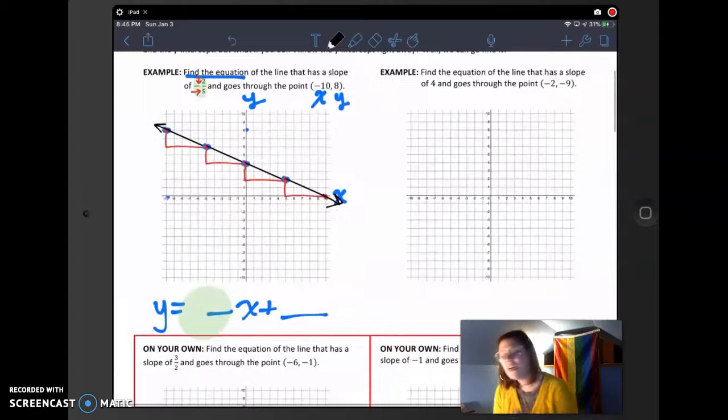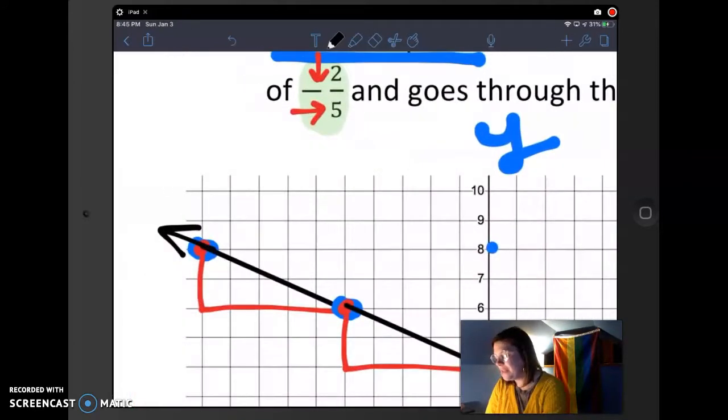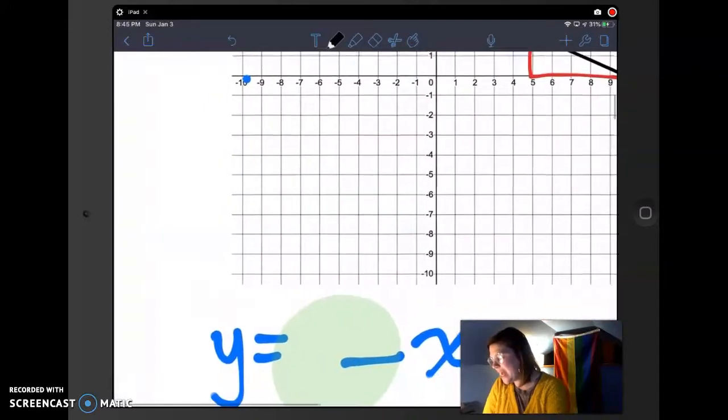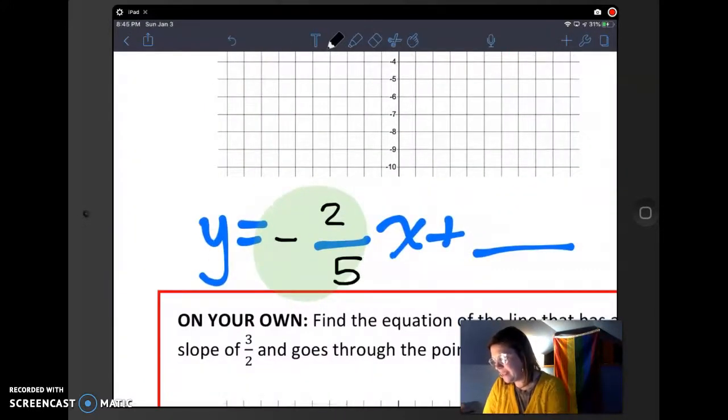Okay, so what did the question ask? The question asks, what's the equation? So drawing a picture is great, but the equation is the end of our story. It's the goal. So we know that the slope is already -2/5, so we can just rewrite that here. Great, so we're done with that part. It was given to us in the question.